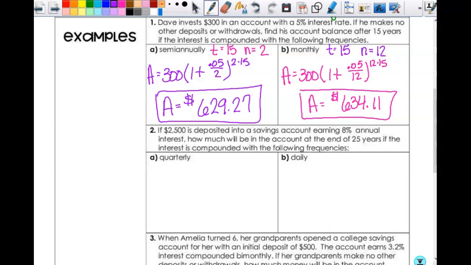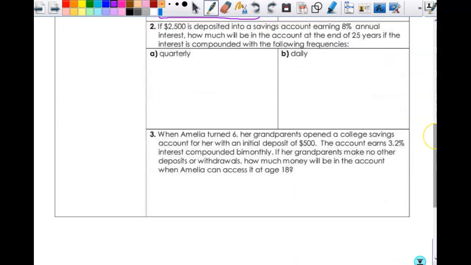So number 2, we're not going to do the whole problem because I think that you can substitute numbers in. Let's just make sure we can get the right numbers out of this. If $2,500 is deposited into a savings account earning 8% annual interest, how much will be in the account at the end of 25 years if the interest compounded, blah, blah, blah. All right, so what is T here? 25. What would N be? 4, because quarterly means, like, there's 4 quarters in a dollar, right? It's 4, every 3 months. All right, so daily, my time would still be 25. What would N be?